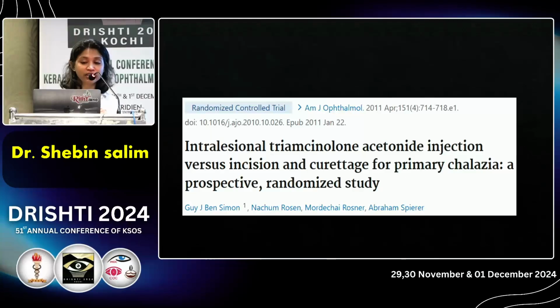Then we have intralesional triamcinolone acetonide injection. So this again we don't usually prefer, because there can be some complications including fat atrophy, depigmentation, and very rare chance of visual loss.